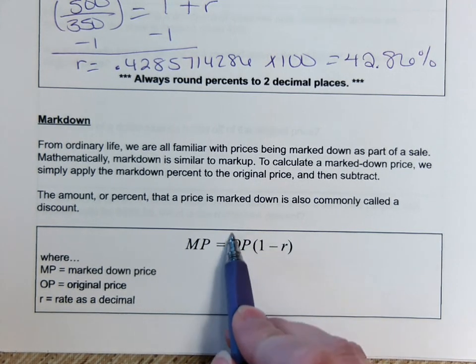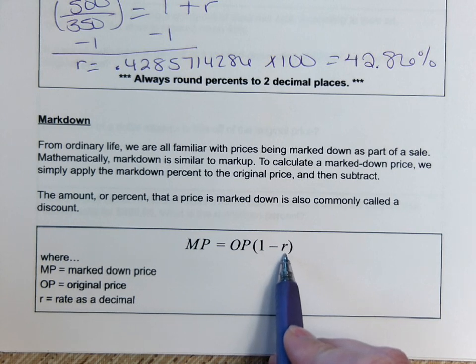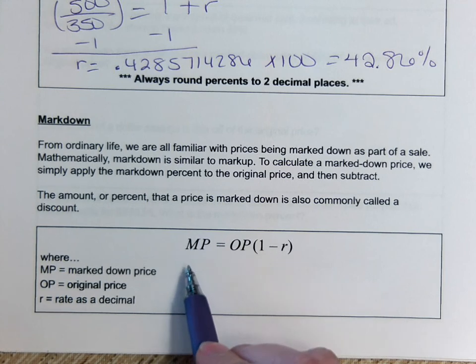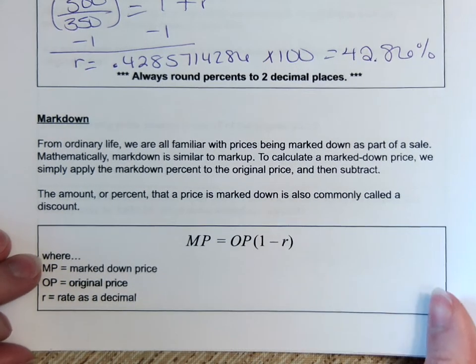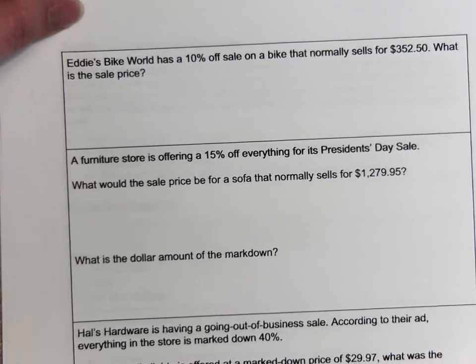So we're going to take the original price, do 1 minus the rate in the parentheses because it's being subtracted, the discount, and that's going to equal our markdown price or our sale price. So let's do a few examples of that.